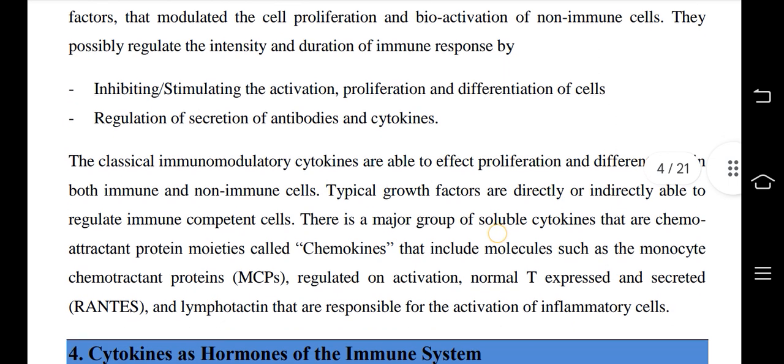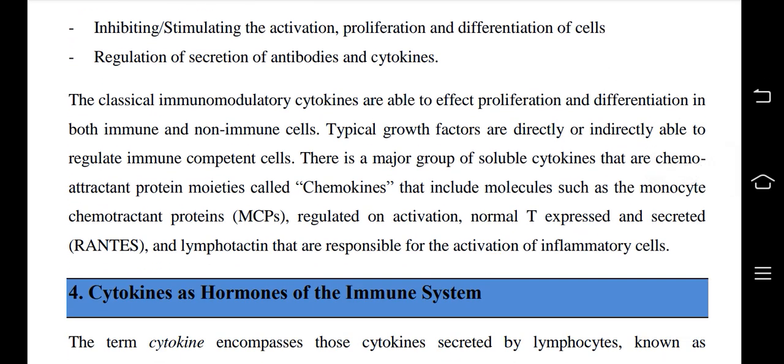Regulation of secretion of antibodies and cytokines. The classical immunomodulatory cytokines are able to affect proliferation and differentiation in both immune and non-immune cells. So, typical growth factors are directly or indirectly able to regulate immune competent cells. There is a major group of soluble cytokines that are chemoattractant protein moieties called chemokines that include molecules such as monocyte chemotactant proteins or MCPs, regulated on activation, normal T expressed and secreted, RANTES, and lymphotactin, that are responsible for the activation of immunoinflammatory cells.